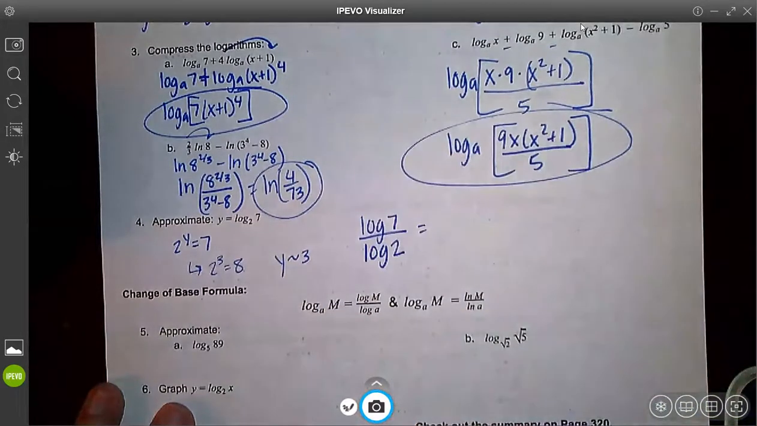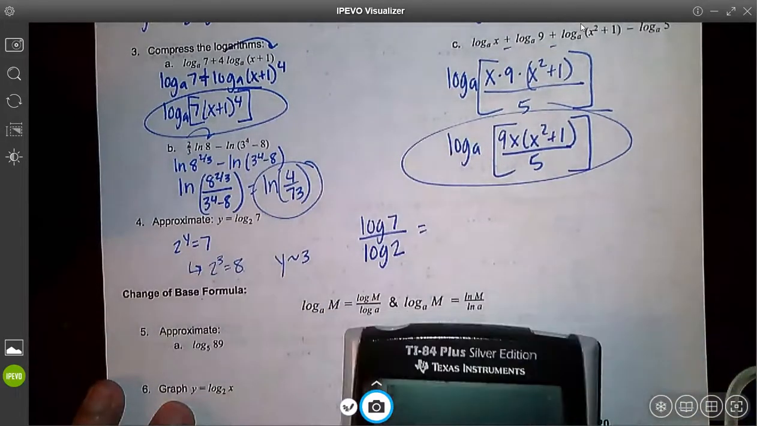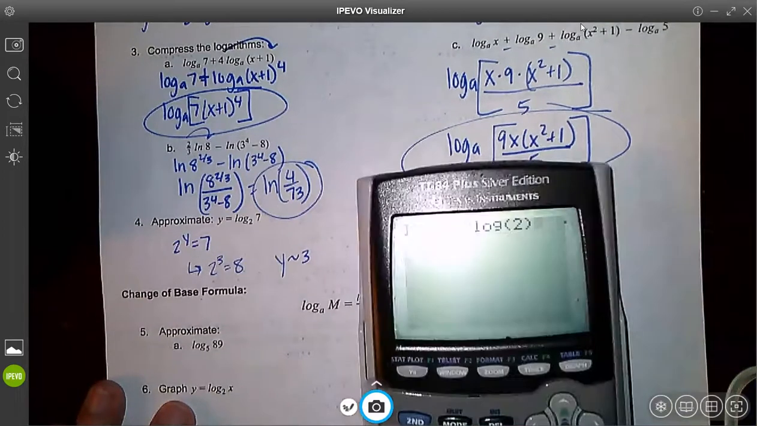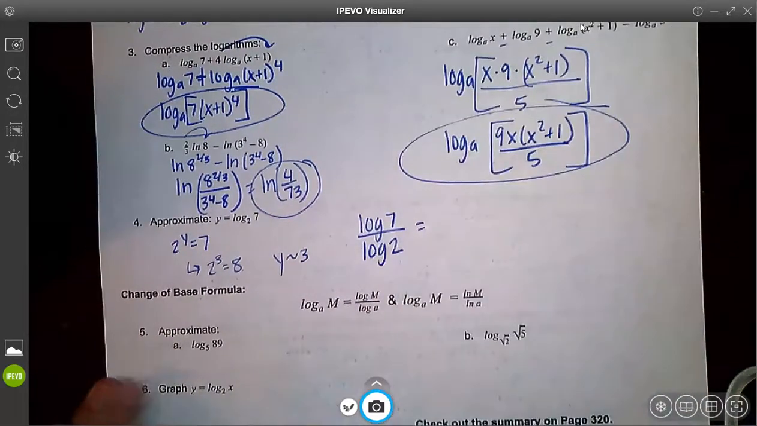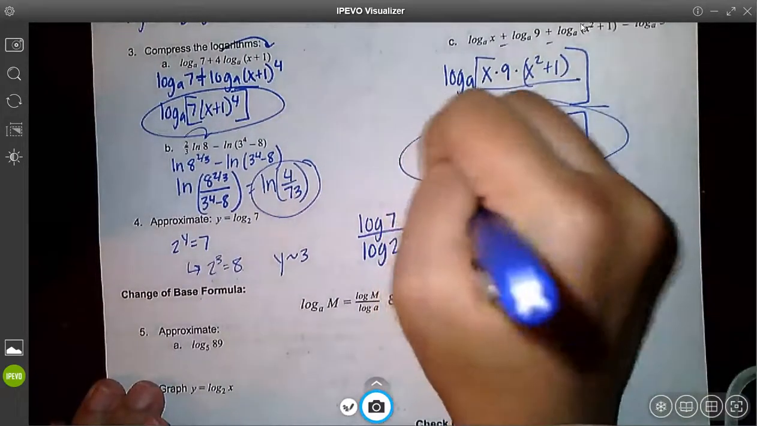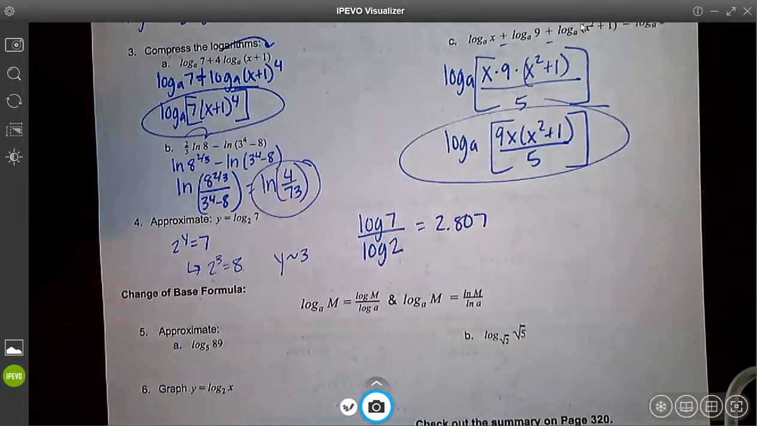Plug that in your calculator, and you get 2.807. The change of base formula is not necessary with the calculators that we have now, but you will see it, and it's handy when you're solving equations to know the change of base formula.